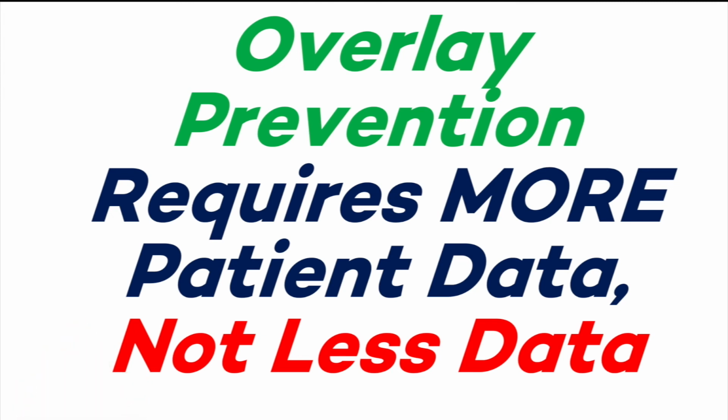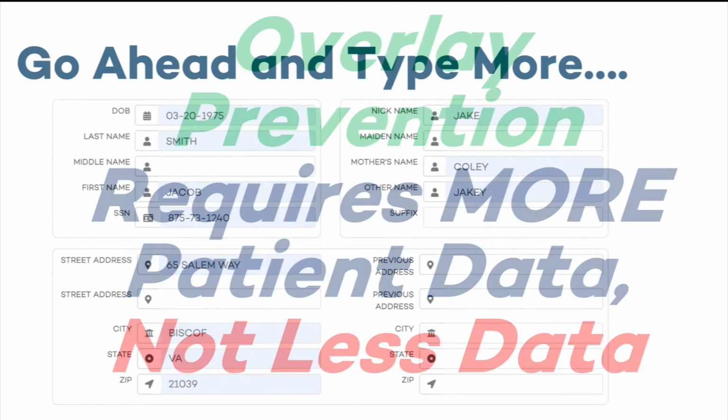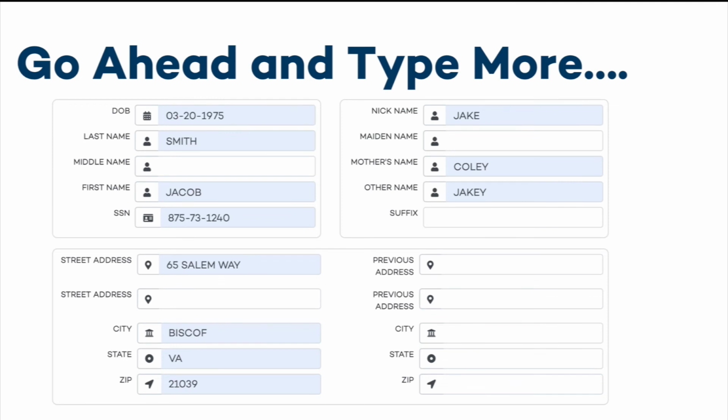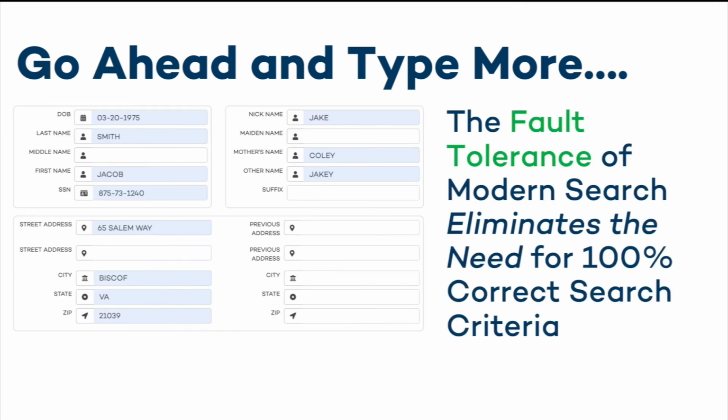And that's a really critical change in process. But it is something that I've found in practice in the field works much better to prevent overlay records. So my challenge to you is go ahead and type more. Look for more information rather than less. Do your best to use your current tool with additional fields, or find better tools that allow you to type in as much as you want and not worry about the accumulation of errors. Then we can make sure that we've ruled out the other patients.